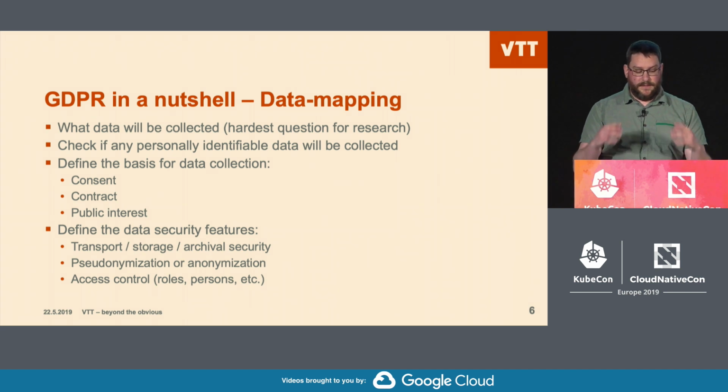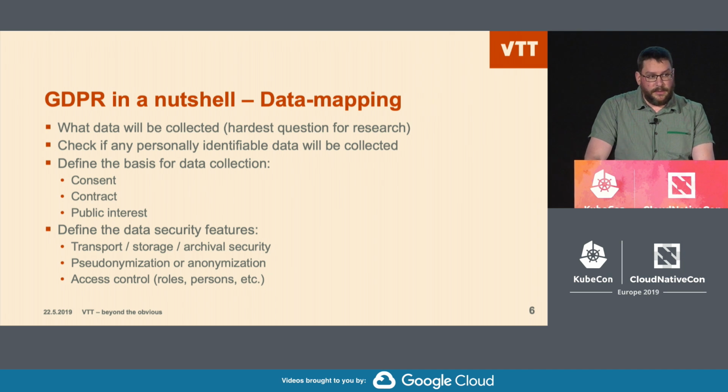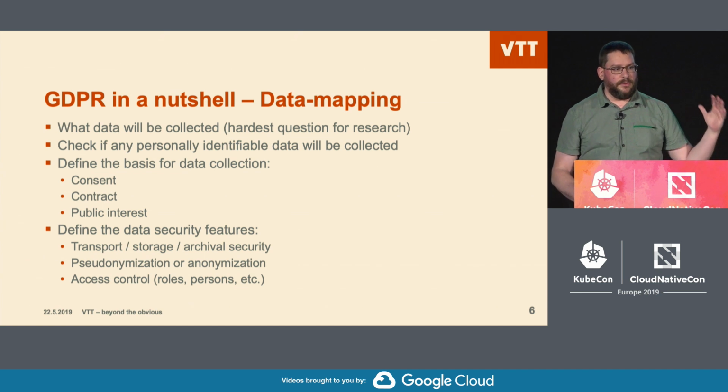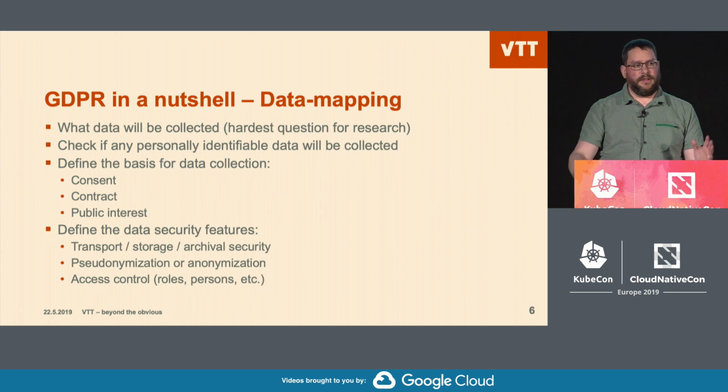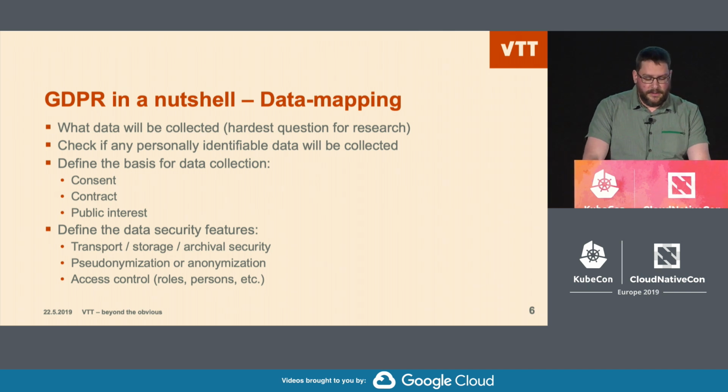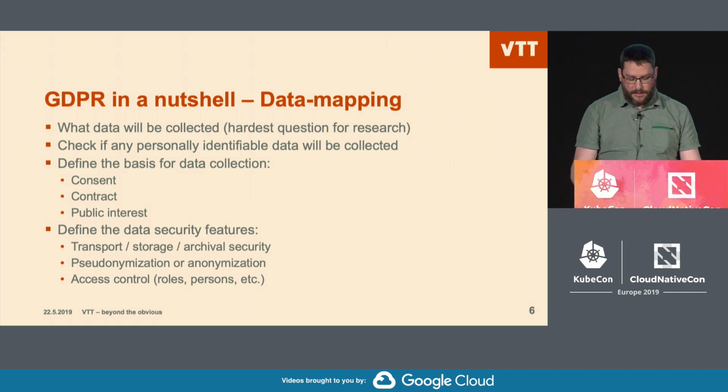We also define during this phase what kind of transportation, storage, and archival security we are going to use for a given project. Can we do any kind of pseudonymization or anonymization already during the collection of the data? So we try to remove as much personally identifiable data as possible that still makes the data usable for the research that we would like to do. And then we define inside the project who will get access to what kind of data and what is their role inside the project.